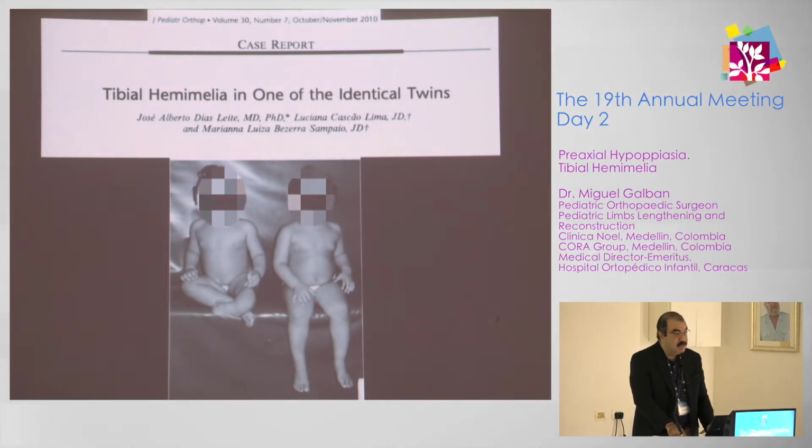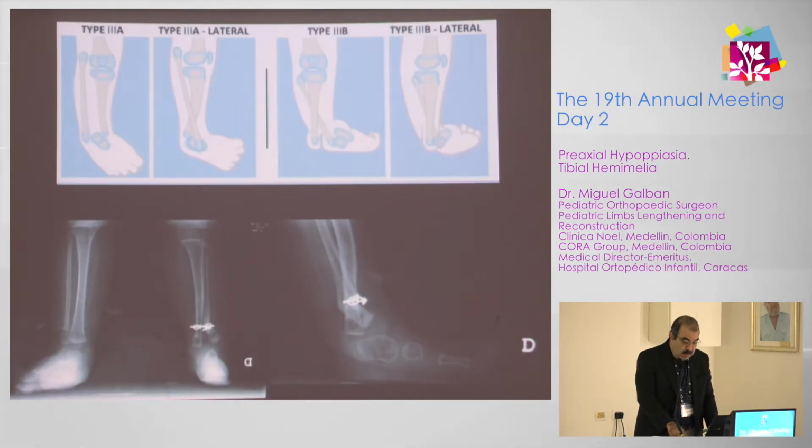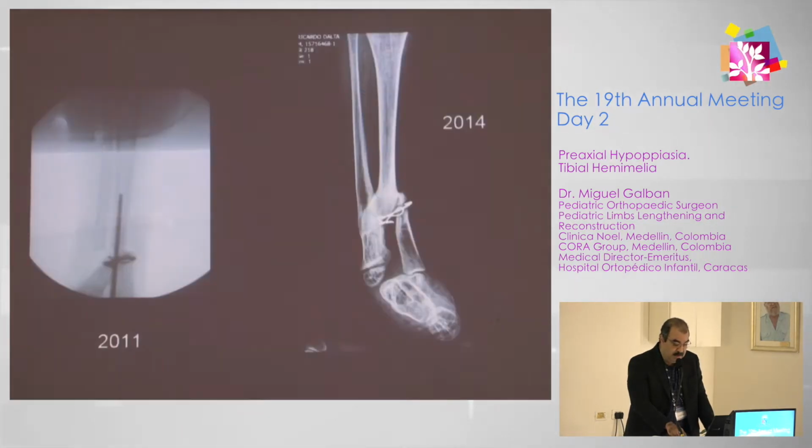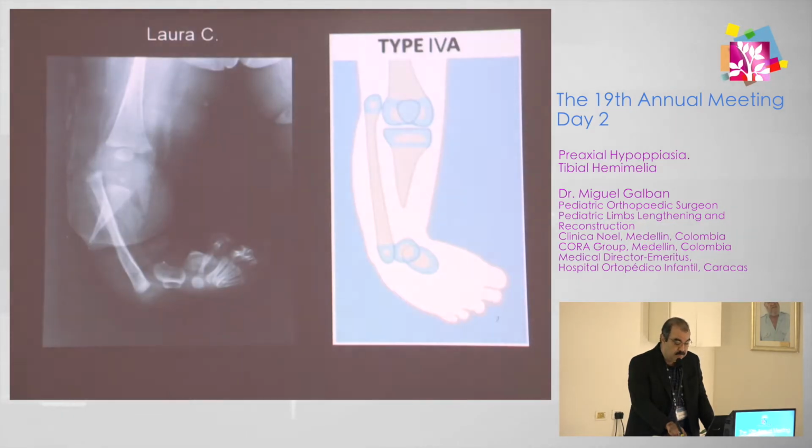There's a publication of a femoral hemimelia and tibial hemimelia in twins. There's a case from Brazil. Then we have the type 3. The type 3 is a dysostosis. It looks like it's easy, but it's not easy. It's very difficult. That was the solution I did: I did a kind of syndesmosis of the tibia and the fibula to make an ankle.